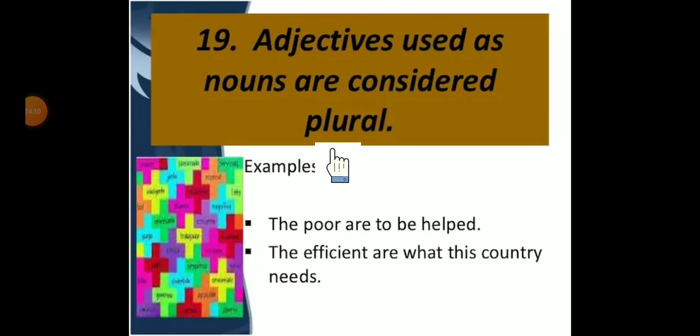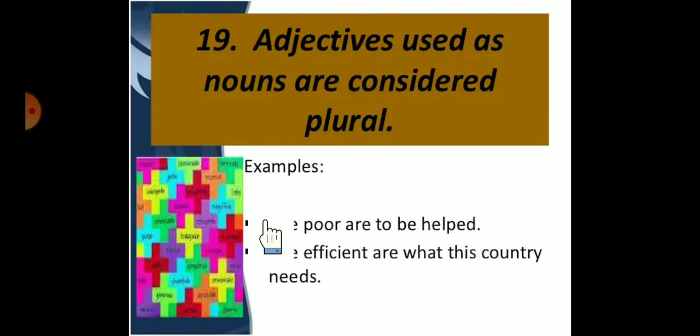Rule number 19 says, adjectives used as nouns are considered plural. So how do you know the adjective? Adjective is what? The word which defines the noun. The word which defines the noun and pronoun is called adjective. Fine. When this adjective is used as a noun, when the adjective turns into a noun, it is considered plural.